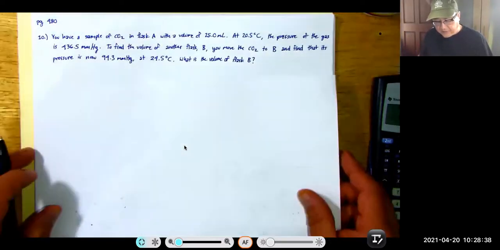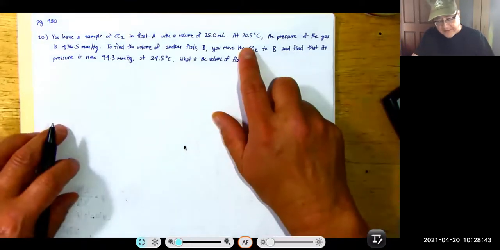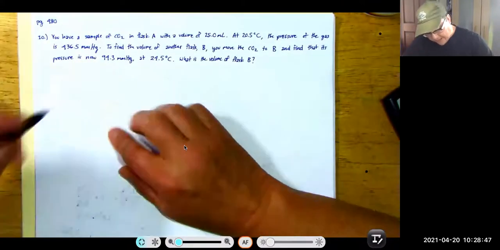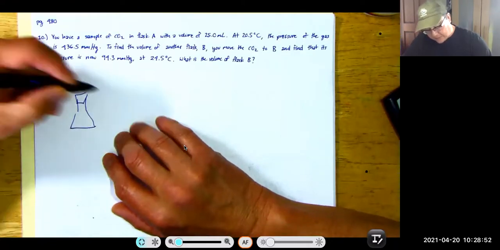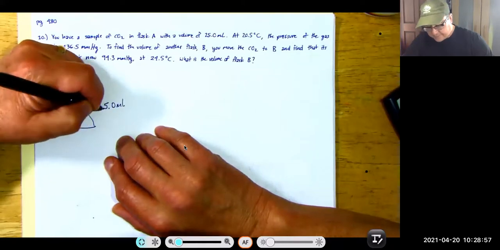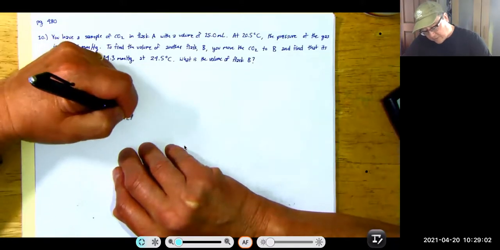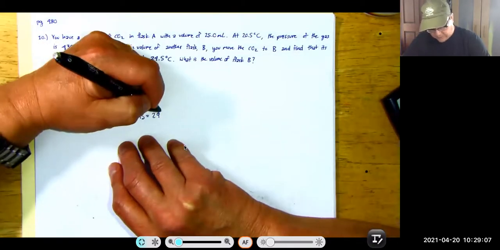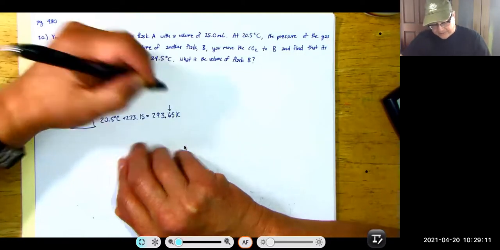You have a sample of CO2 in a flask with a volume of 25 milliliters. At 20.5 degrees Celsius, the pressure of the gas is 436.5 millimeters of mercury. So here we have a flask, and it's 25.0 milliliters. And it's 20.5 degrees Celsius plus 273.15, which is equal to 293.65 K. And that's good to the 10th.